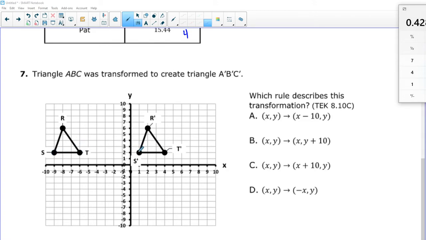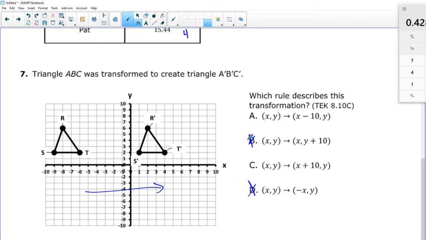Point S is the one farthest to the left. Point T is the one farthest to the right. So it didn't reflect, it just moved over. It just slid to the right. So that's a translation, so I know it's just going to be plus or minus. So it's not going to be D. And since it's going to the right, we say X is increasing. So we're looking for X plus something.